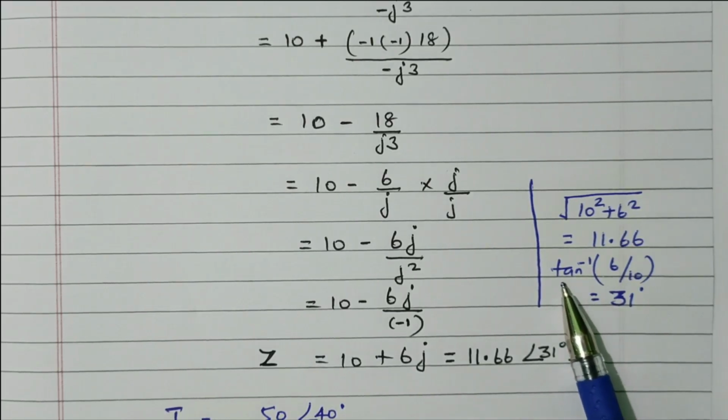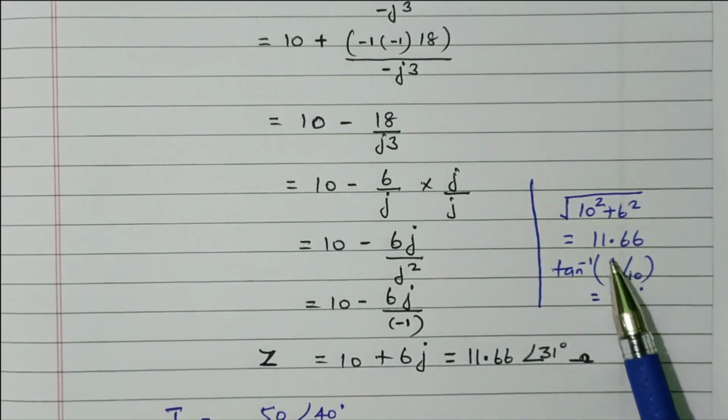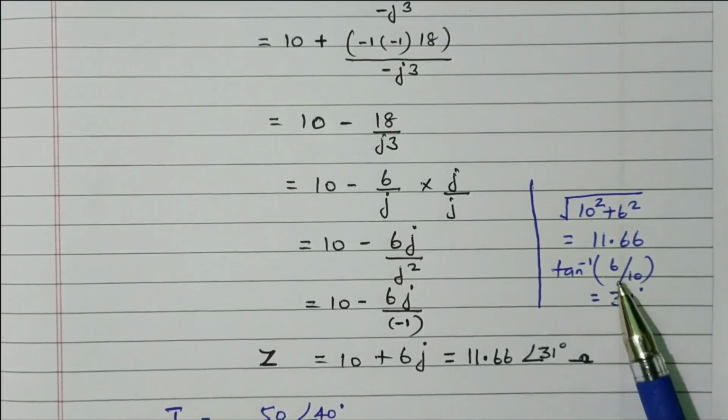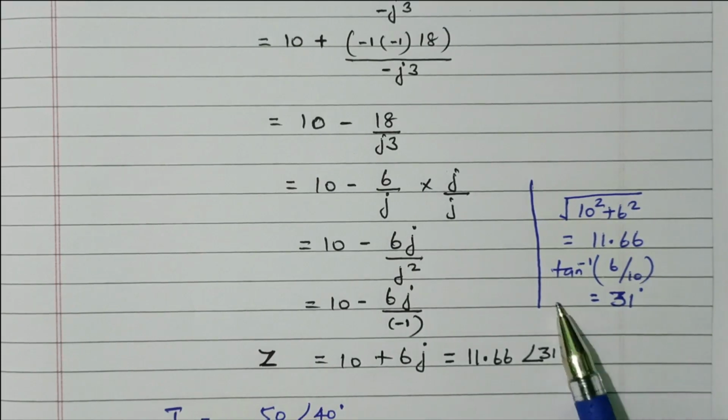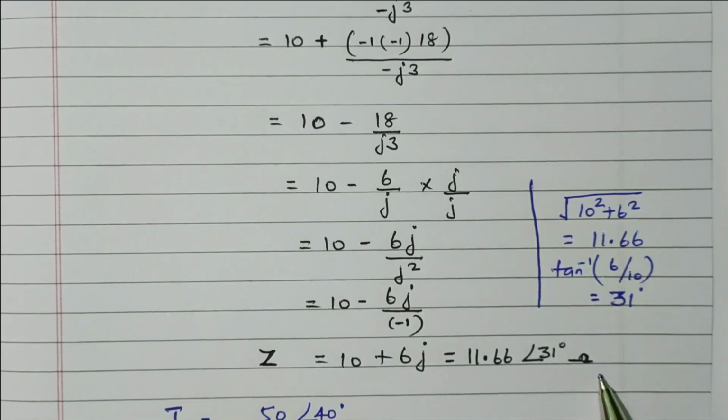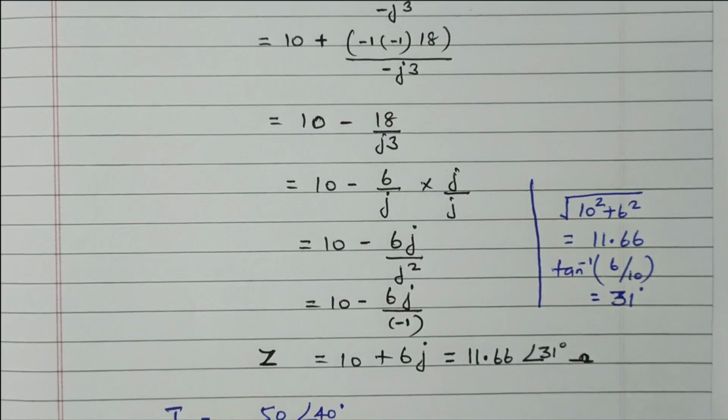How to find the angle? Tan inverse B by A: imaginary term divided by real term. Imaginary term is 6, real term is 10. Tan inverse 6 by 10. So this value is 31 degrees. Right? So 11.66 with an angle of 31 degrees is the total impedance in the circuit.